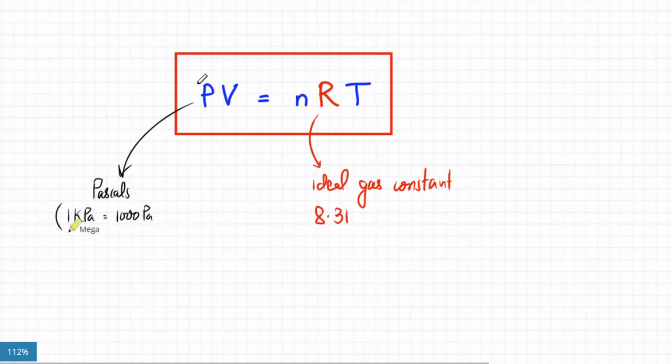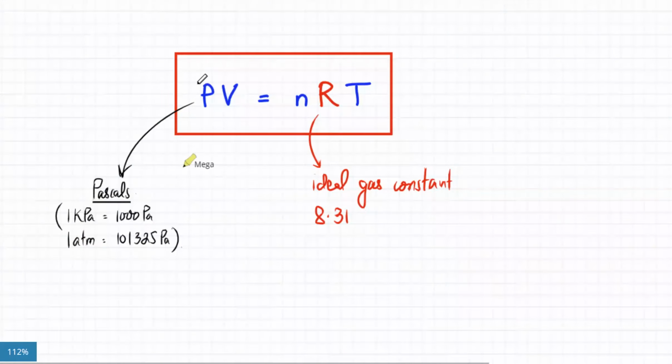Similarly, pressure is also taken in atmospheres. So 1 atm is equal to 101,325 pascals. So make sure pressure is always taken in pascals. Otherwise this equation will not work, because the gas constant is for pressure taken in pascals.